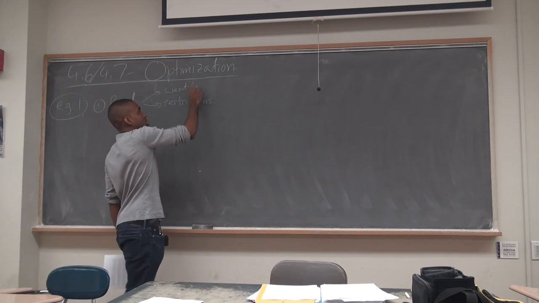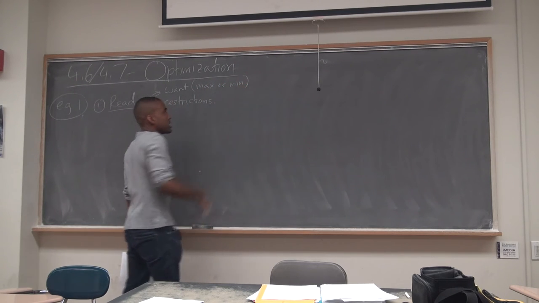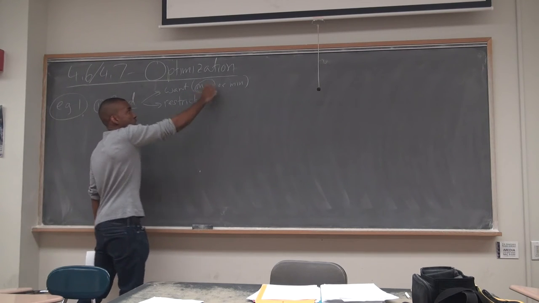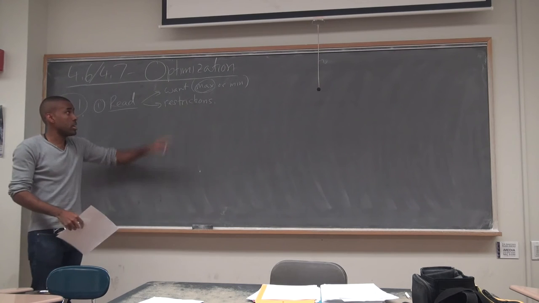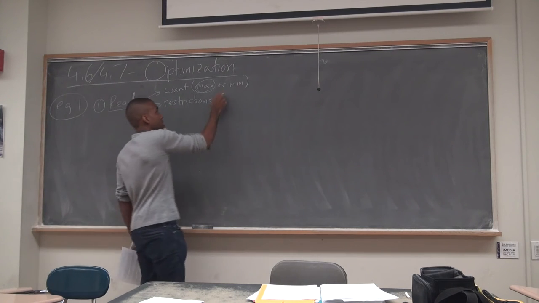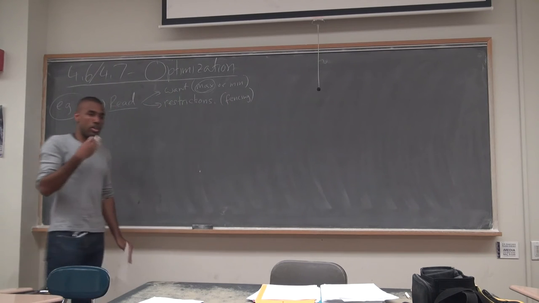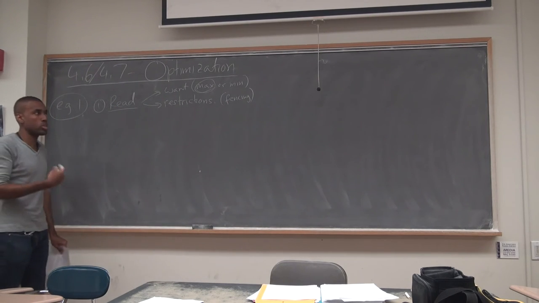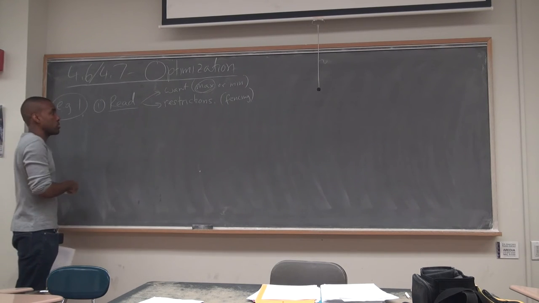So what we want is to find a max or a min. In this case, what is it we want? A max. I want to make the area as big as possible. So I know I'm looking for a maximum point, and I know my restriction is the fencing that I have. So I read the problem, I understand that. That's what I'm after: to maximize area, with the restriction of the fencing.